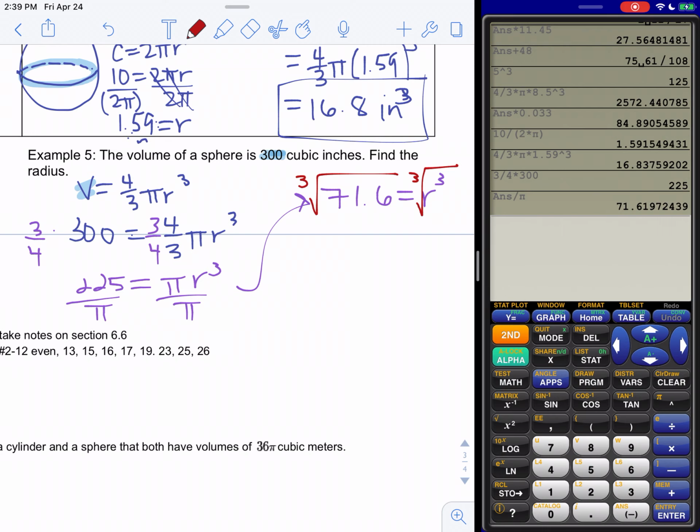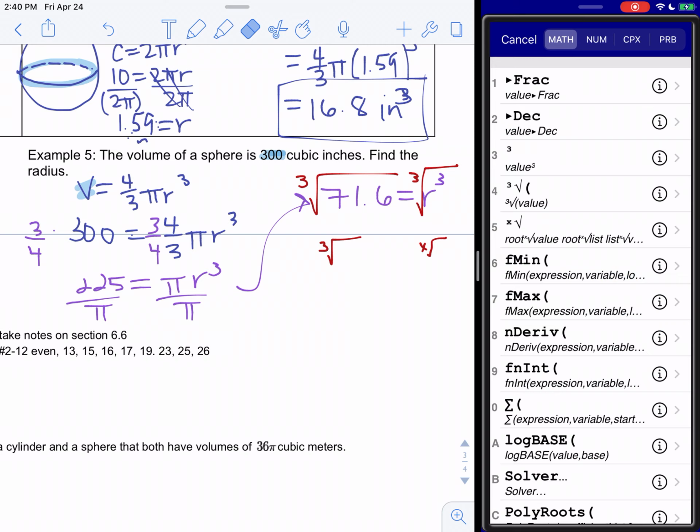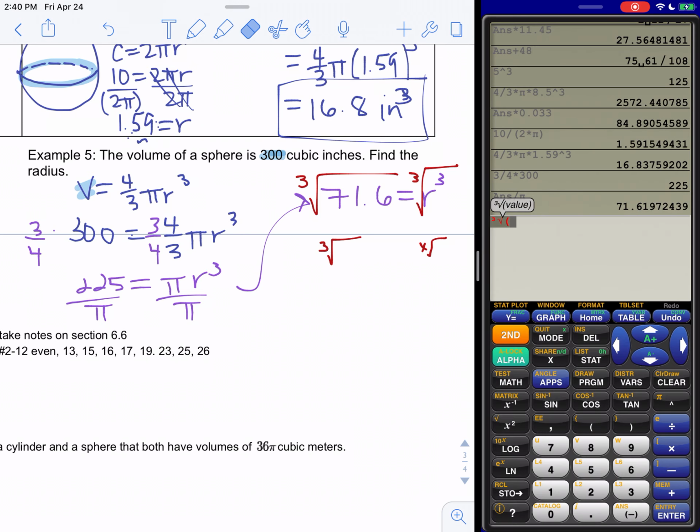So you have some different options for how this button might appear on your calculator. You might have a button that looks like this. Actually, probably no X in there. Or you might have a button that looks like this. All right, let's see what we actually have. So if I hit up math, here's my two different options. They're hanging out at number 4 and number 5. So I can take the cube root of 71.6, and I have 4.15 as my radius.